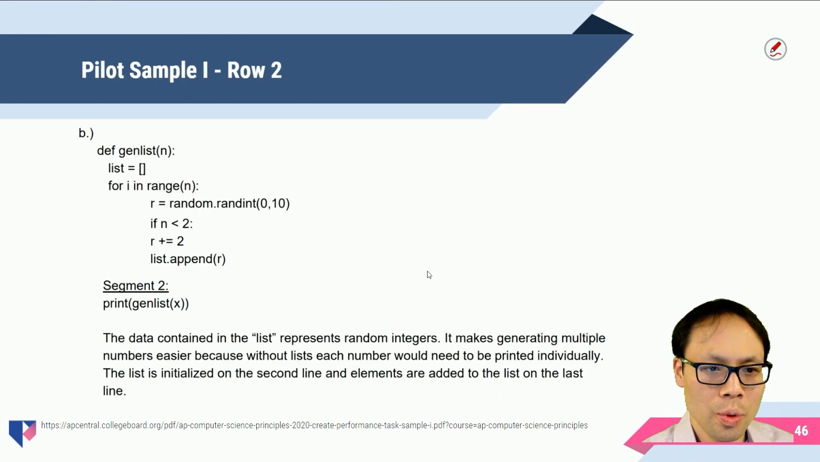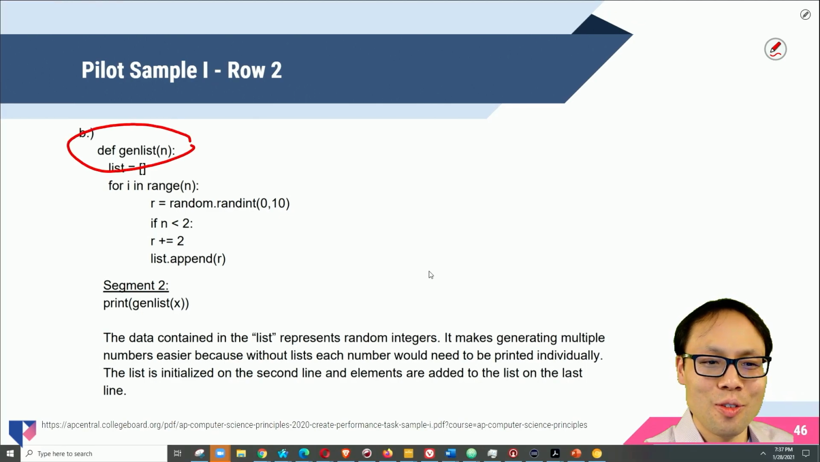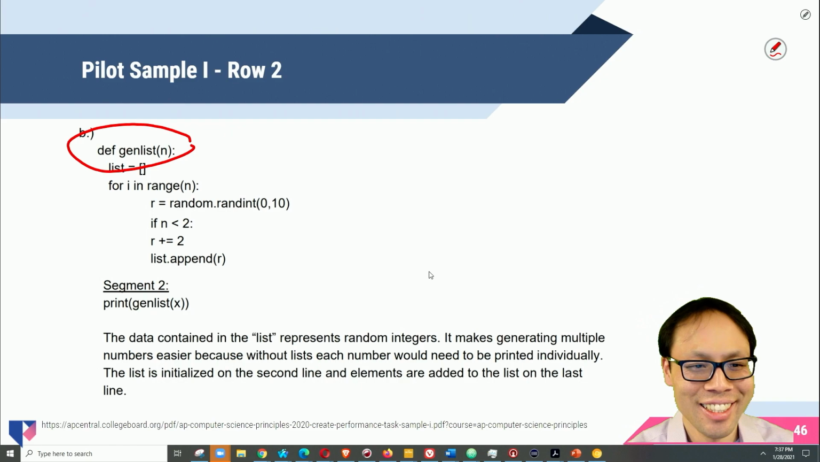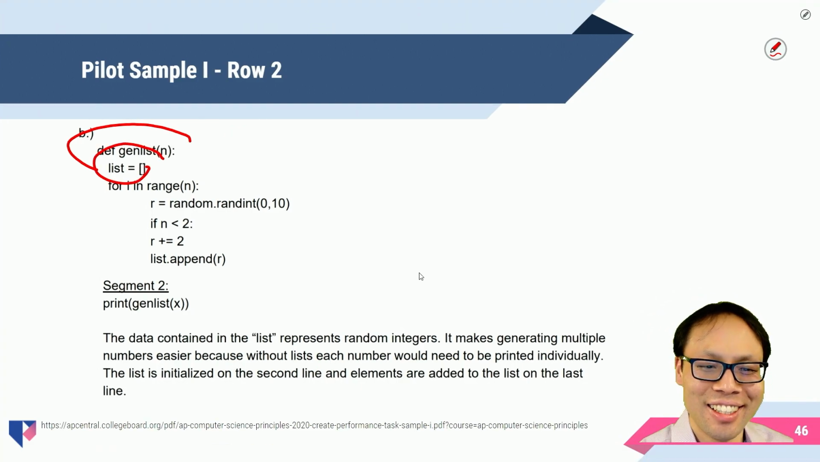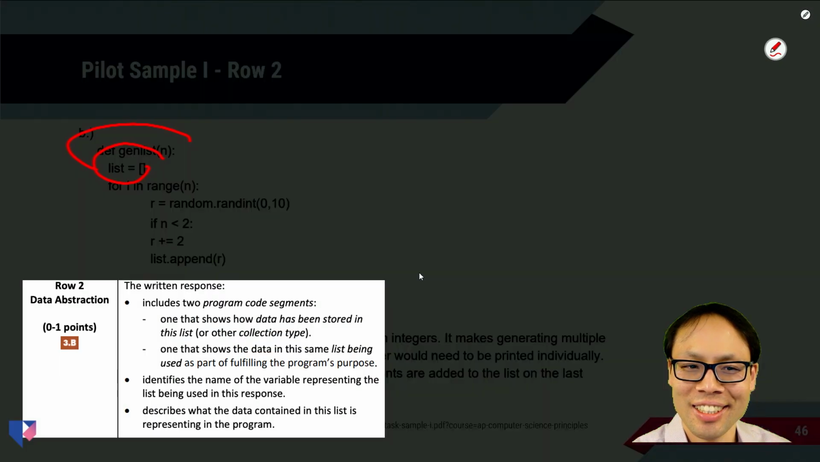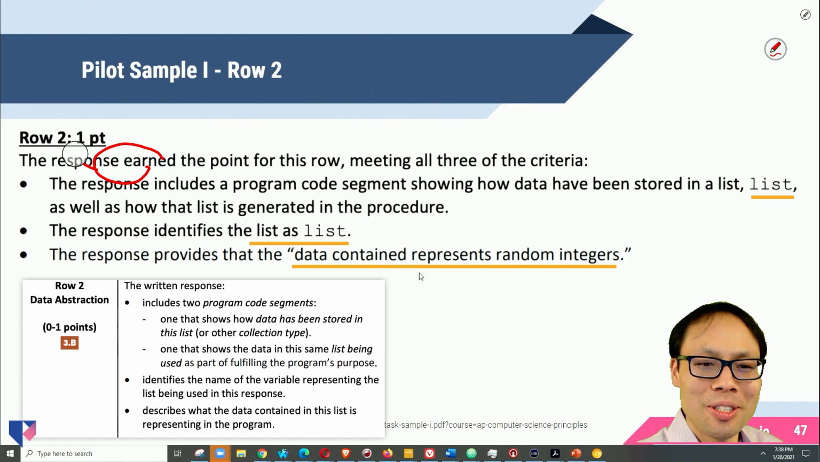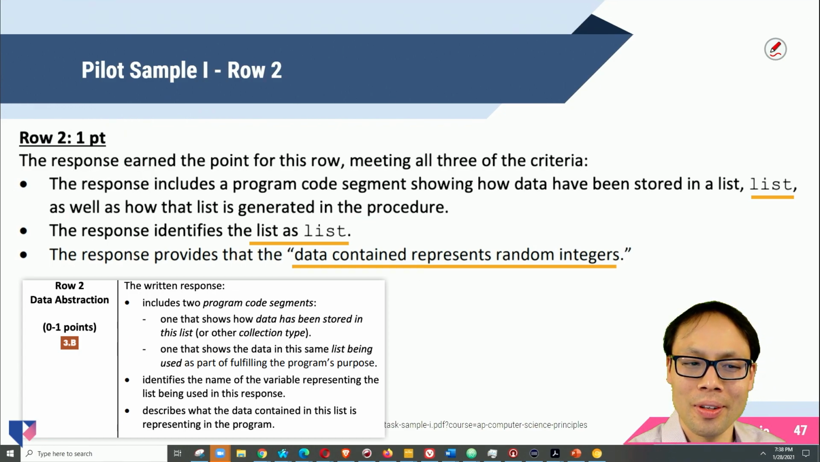All right, so this is row 2. So good news here, we do have a function that's good, and we even have a list here. Oh, even better. Okay, so we're looking okay here. We even have a loop. Okay, so let's see what we got here. The response earned the points for this row, meeting all of the criteria here. Okay, that's good.